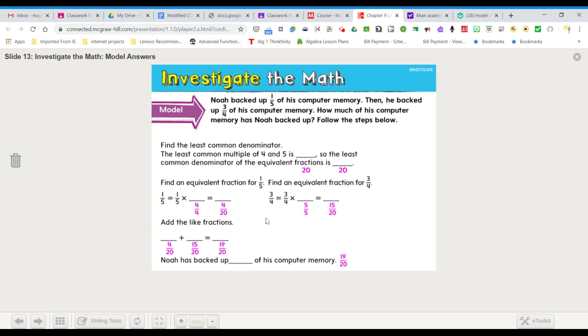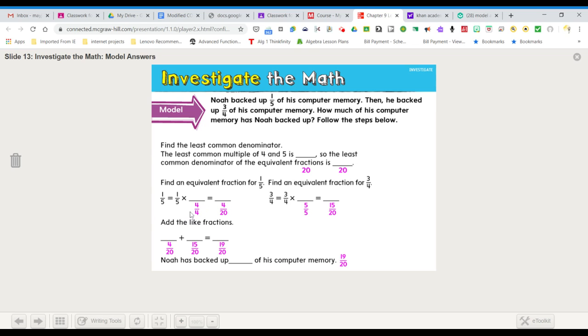Well, we still have to do some work yet because we are looking at fractions up here of 1/5 and 3/4. Those are not in 20ths right now. You need to change those into 20ths. Well, how do you get from 5 to 20? We know that we multiply by 4. 5 times 4 is 20. If you are multiplying the denominator by 4, you also have to multiply your numerator by 4.